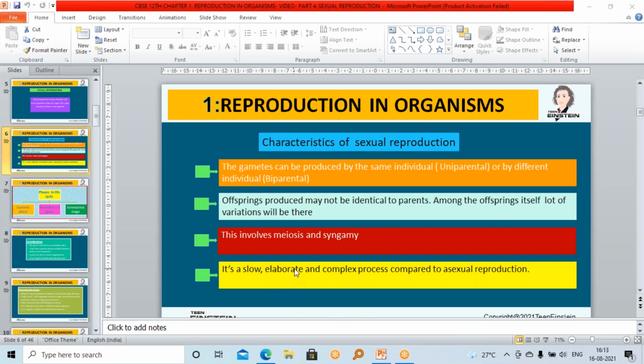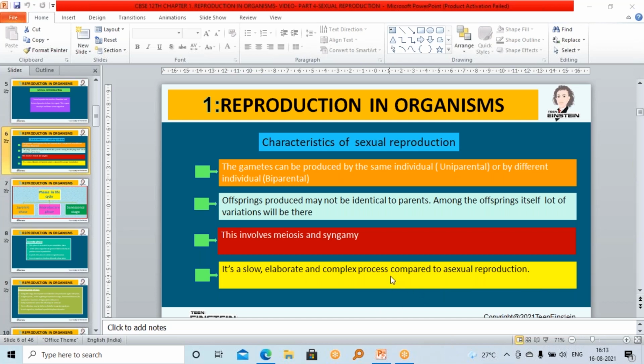Then another character of sexual reproduction. Sexual reproduction is a slow, elaborate and complex process. Sexual reproduction is a complex process compared to asexual reproduction. Asexual reproduction is nothing but a simple division.